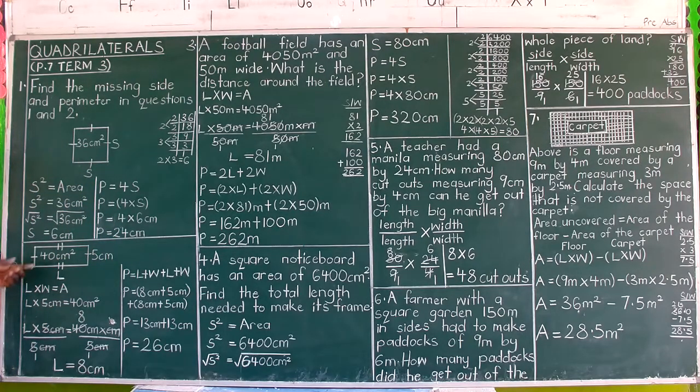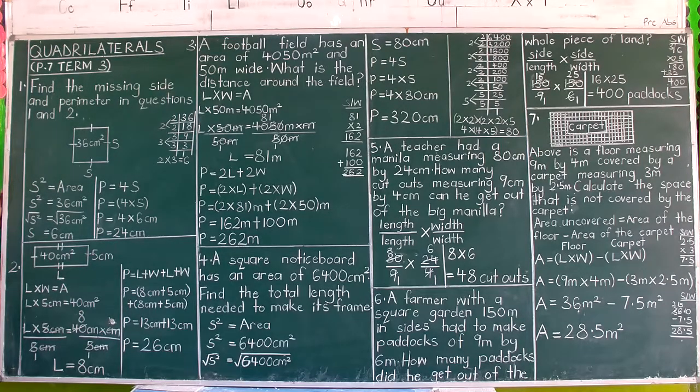As we look at number 2, the shape brought is the rectangle. The rectangle has a width of 5 centimeters and the length is not known. So we find L, and then later find the perimeter. Find the length of the rectangle whose area is 40 centimeters squared and width is 5 centimeters.